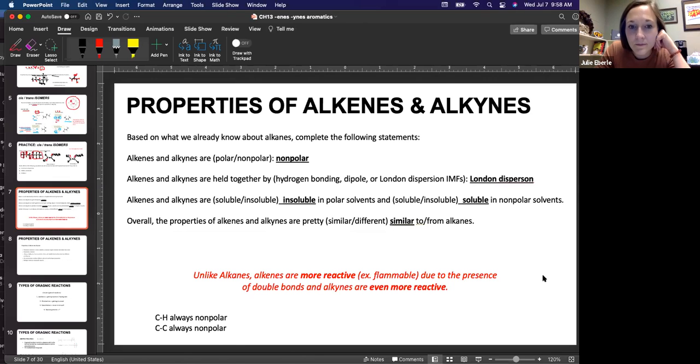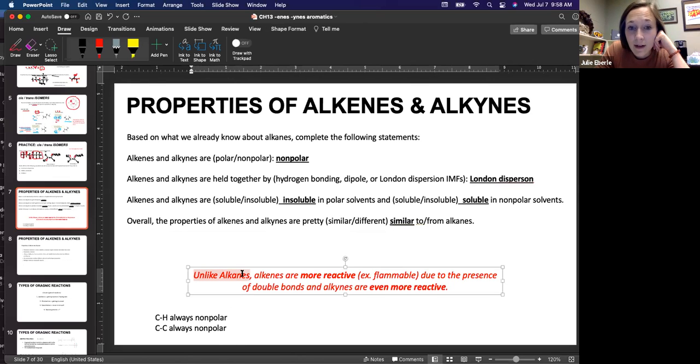To alkanes. Now, unlike alkanes, they are more reactive. They're a little more flammable because of the double bond. Things can be added to that molecule very quickly. They can react. Those are electrons that are ready to interact with other things. So you have to store them very carefully. You don't want to put them around just anything.